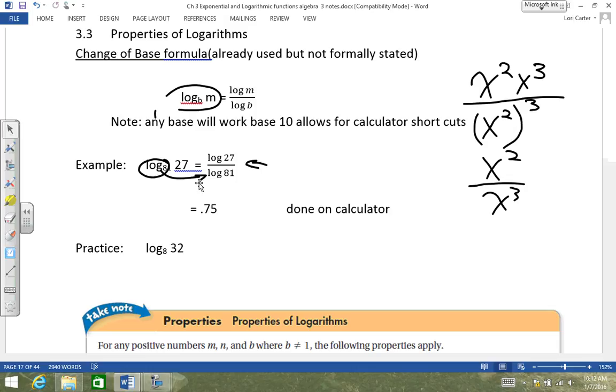Which is 1.6. Did everybody get 1.6? Would be 1.7 actually. 5.66. Everyone knows how to do it on your calculator? Can you do it? Hold it. Let me get mine.